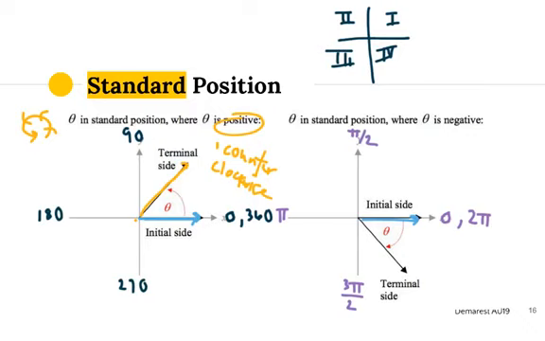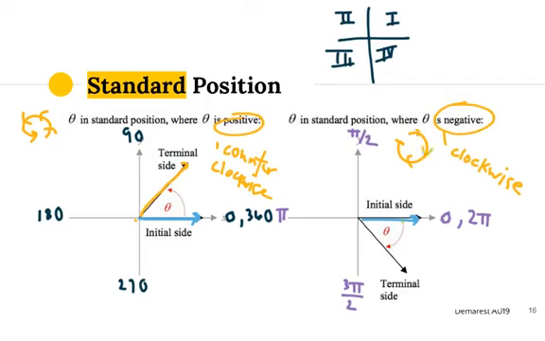Okay, if it is a negative angle, we're going to go clockwise. Okay, so our initial side, we still start on the positive x-axis, but now we're going to follow how a clock goes. It's going to look like this.